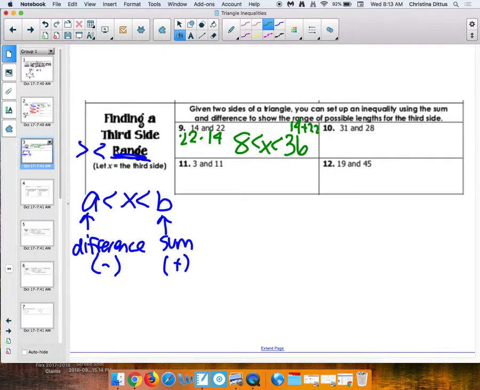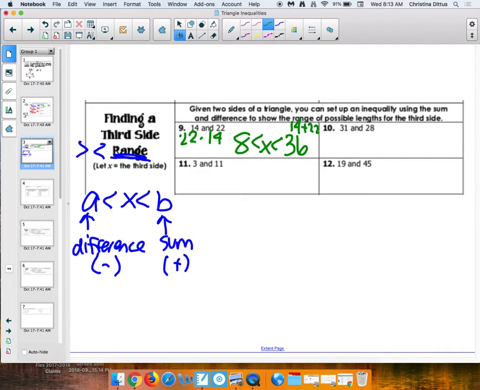So what you can do to double check is take your low number plus low. 14 plus 8, is it bigger than 22? Yeah. If I take my two numbers here, 14 and 22, has to be bigger than 36. Is it? No. Equal. So if it's less than, we're good. Oh, I get what you're saying. So if I have a side between 8 and 36, with those two numbers, I can have a triangle.